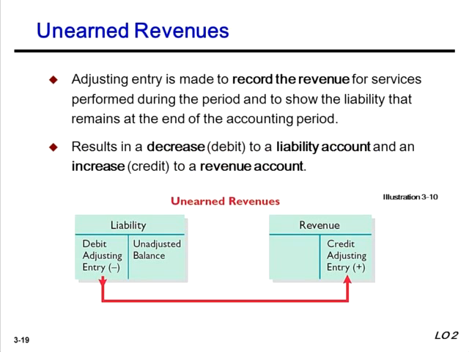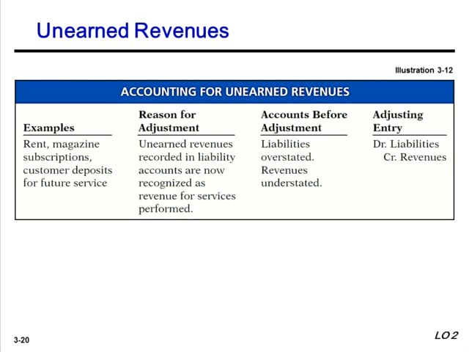So in terms of unearned revenue, what's going to happen when an adjusting entry is made, when part of that unearned revenue has actually been earned, the liability account will be decreased and revenue will be increased. So in other words, the appropriate portion of unearned revenue is transferred from the liability account to the revenue account. And as we saw with prepaid expenses, we have another table set up that gives you information on unearned revenues. I give you examples of unearned revenues, reason for adjustment, accounts before adjustment, and the adjusting entry.